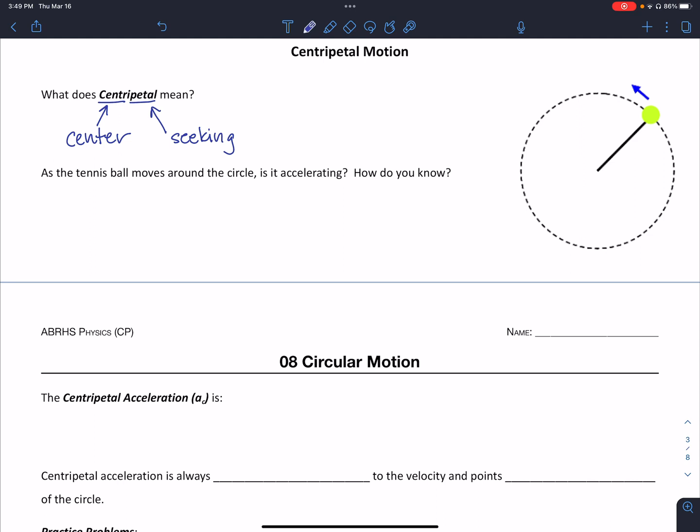Here I have a picture of a tennis ball that's moving in a circular path. The blue arrow shows you the direction of motion. As this tennis ball moves around the circle, is it accelerating? Well, you don't know the velocity, but even without knowing the velocity, we should be able to answer this question. The answer is yes, of course it's accelerating. As you move around a circle, you are always changing your direction.